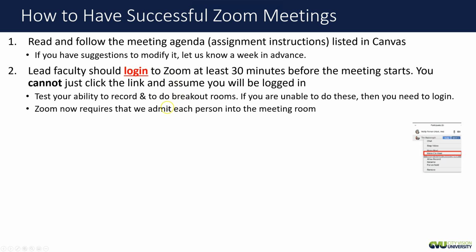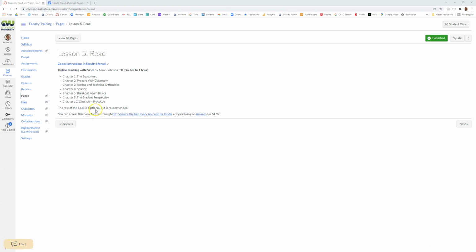So you need to download your Zoom software to your computer, and then after you've logged in, and you need to be sure to log in using the faculty credentials, and the detailed login instructions and passwords are in the CityVision faculty manual.